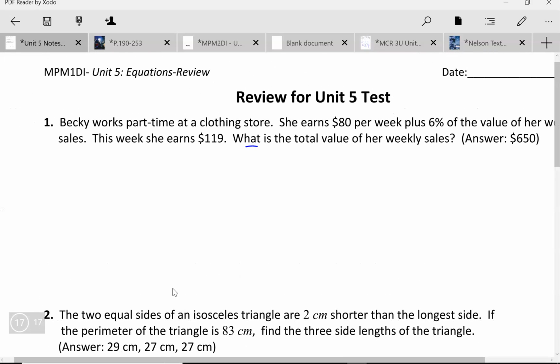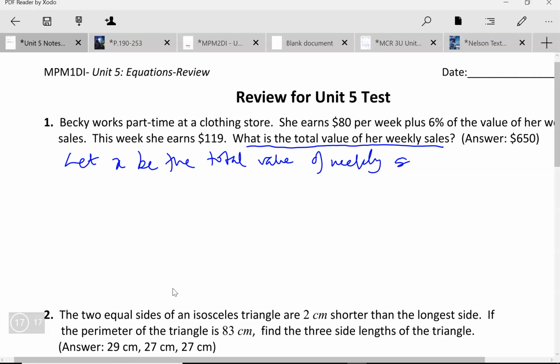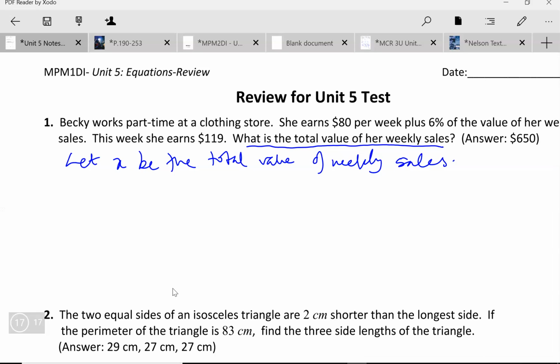Okay, so first of all, the question is, what is the total value of her weekly sales? So let X be the total value of weekly sales. Now let's read the question. Becky works part-time at a clothing store. She earns $80 per week plus 6% of the value of her sales. She earns $119 total this week. So whatever she earns is equal to $119.